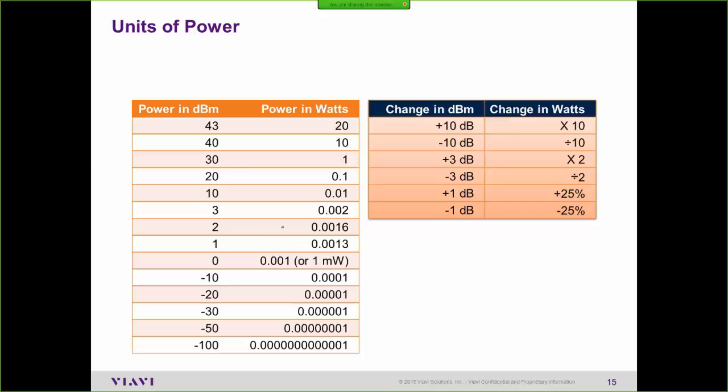So the bottom line is a change in a linear scale from 1 to 10, right? If I go from 1 watt to 10 watts, that changes in dB by plus or minus 10. Hopefully that makes sense. So you can, in your head, calculate fairly easily: a change of plus or minus 10 on the dB scale is actually a change of times 10 on the linear scale.